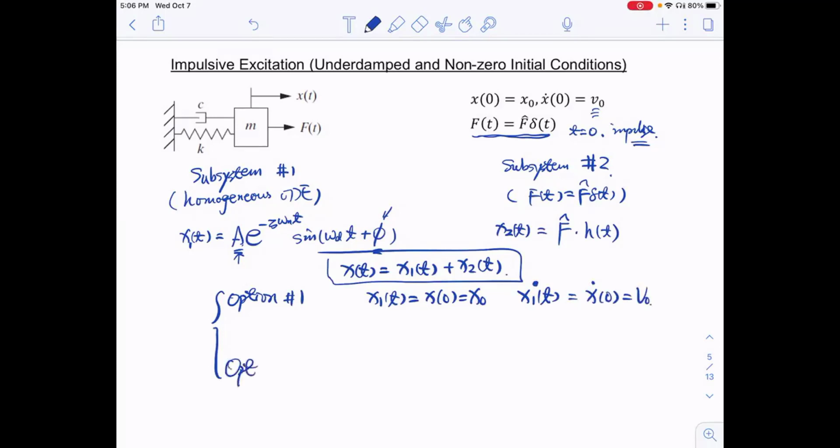Or there is another option, where instead of focusing on x1 only, you focus on x. So x1(0) plus x2(0) equals x0.